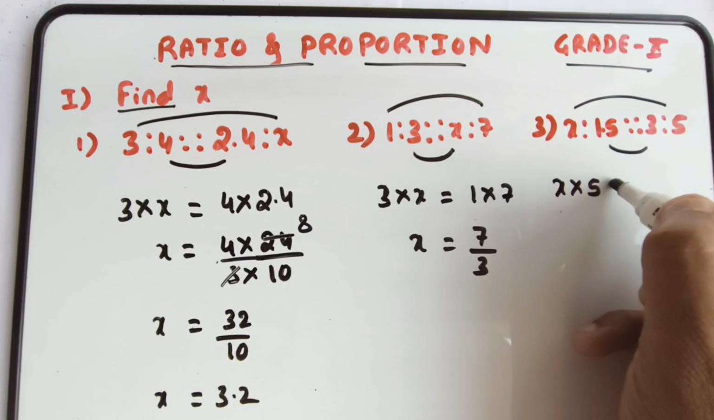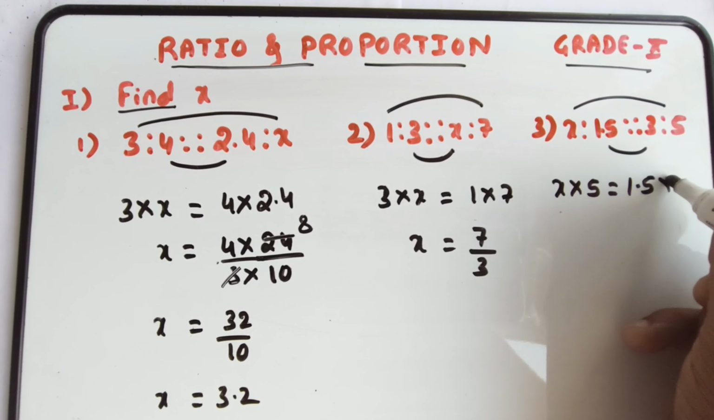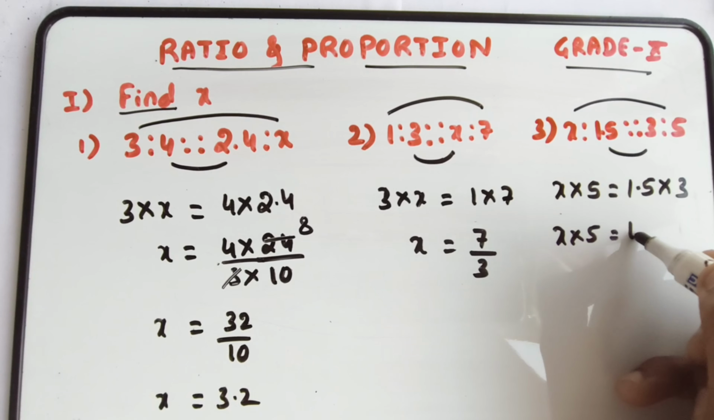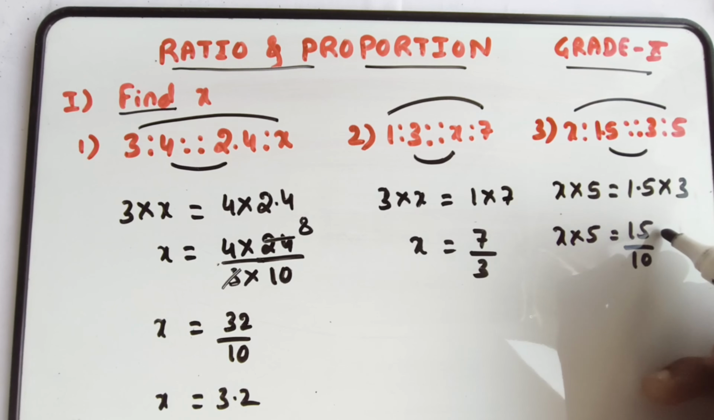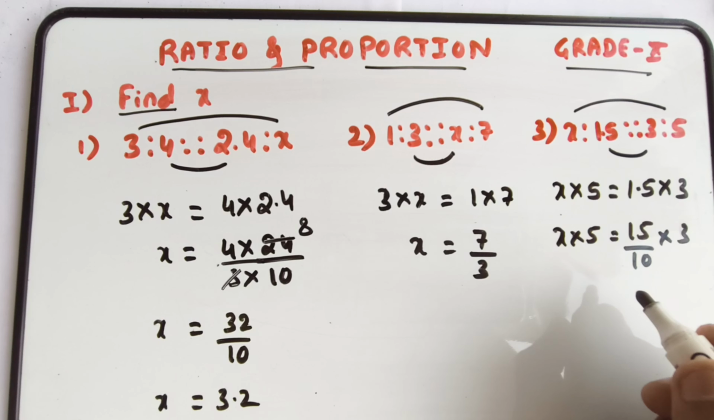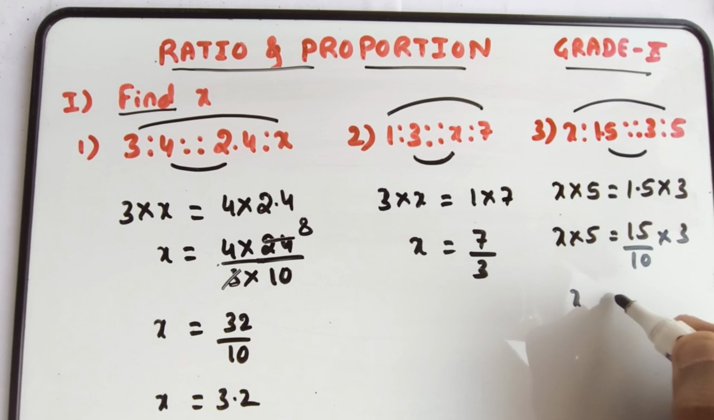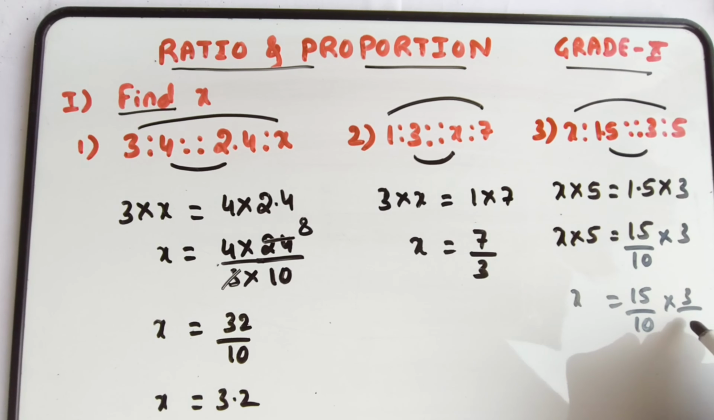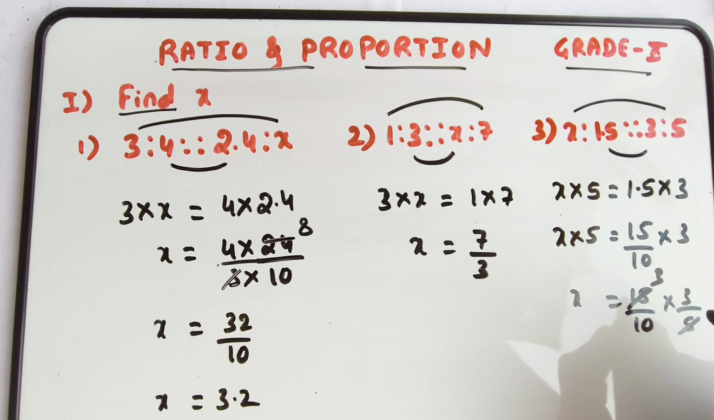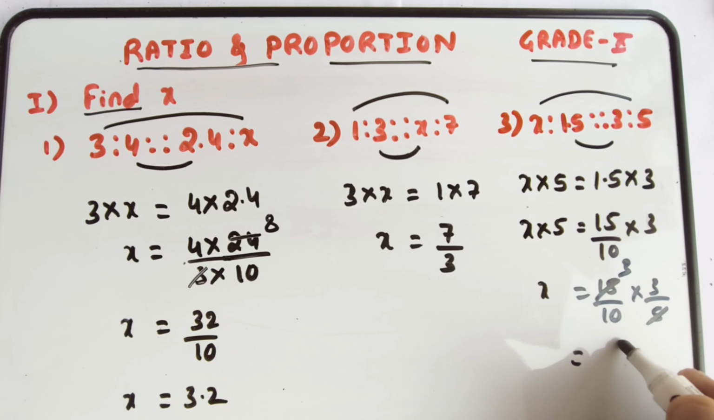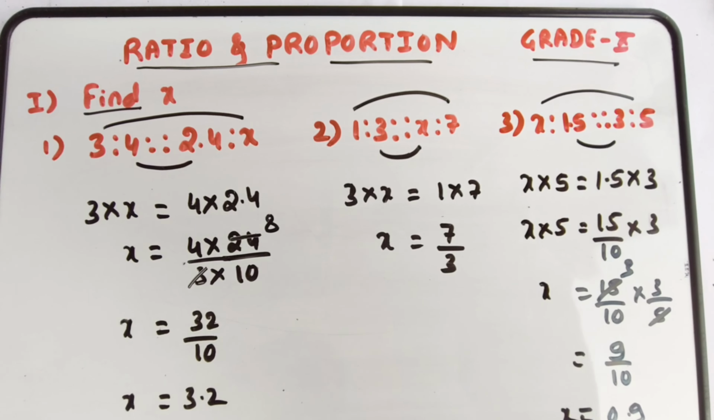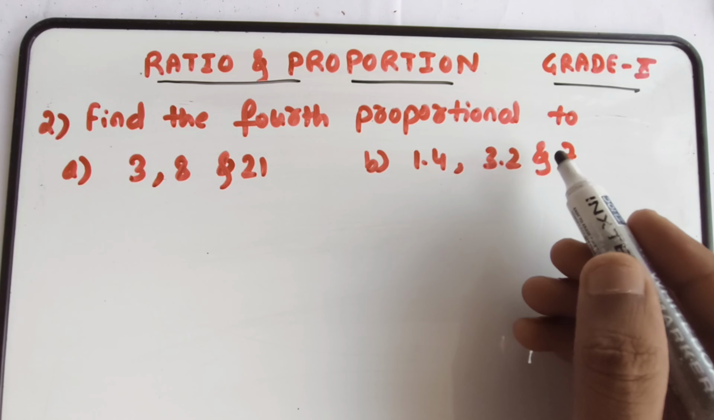Again, the product of extremes is equal to the product of means. 1.5 into 3. x into 5 is equal to 15 divided by 10 multiplied by 3. 1.5 can be written as 15 by 10. x is equal to 15 by 10 into 3 divided by 5. 5 ones are 5, 5 threes are 15. 3 threes are 9, 9 by 10, that is 0.9. This is how we have to find the value of x.